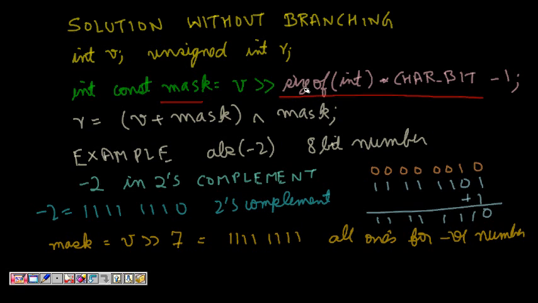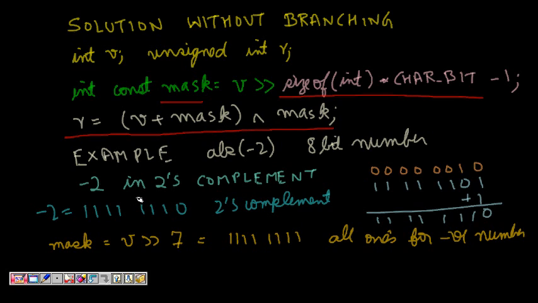If it is a negative number, the mask will have the leftmost bit as 1, so it will be all ones for a negative number. For a positive number there will be a 0 on the sign bit, and it will be shifted to the 0th bit and all bits will become 0, so the mask is all zeros. So the result is r equals v plus mask, XORed with the mask. Let's see how it works out.